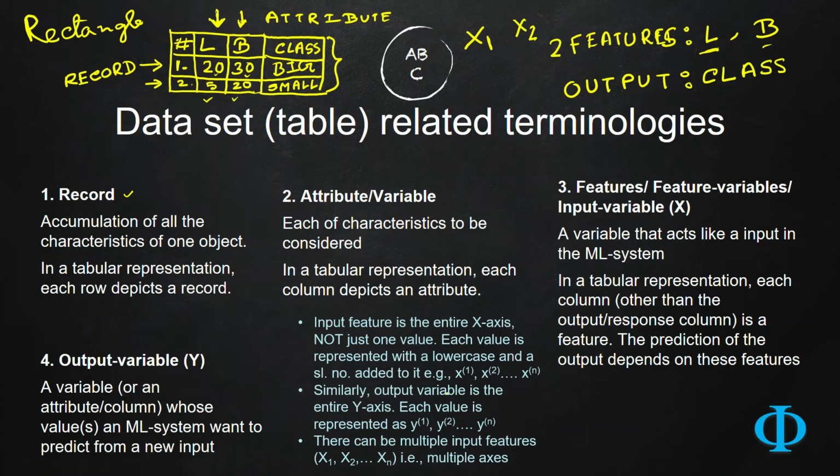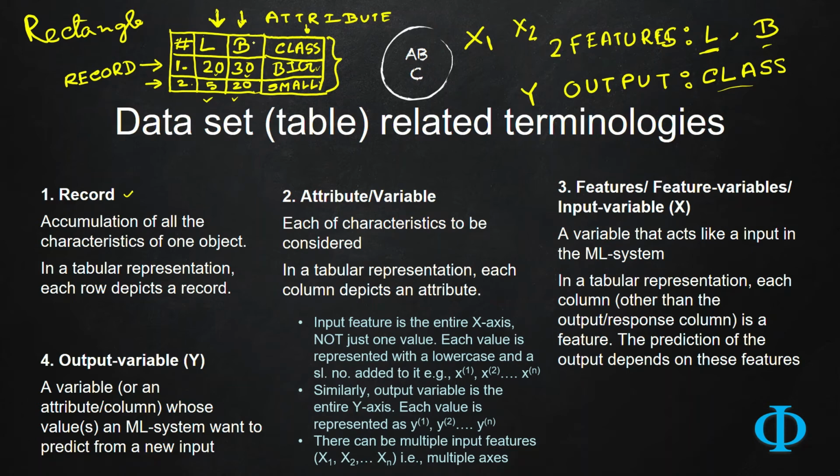Similarly, the output variable is the entire class column. It's not just a big or just a small. So this is the entire output column. Class is basically this, Y is the output variable. Now there can be multiple input features. As you can see in this table, we have two different input features or input variables, length and breadth, as our x1 and x2. On the other hand, there can be one input variable also.